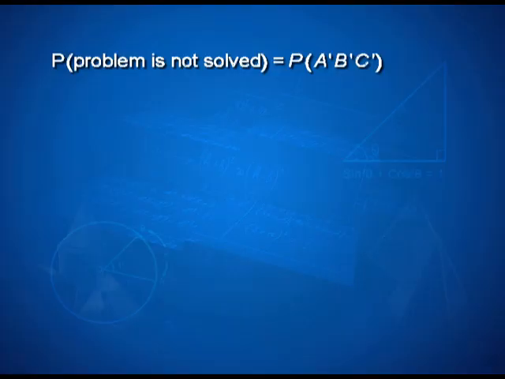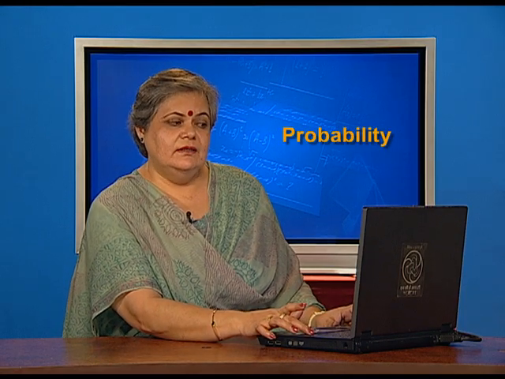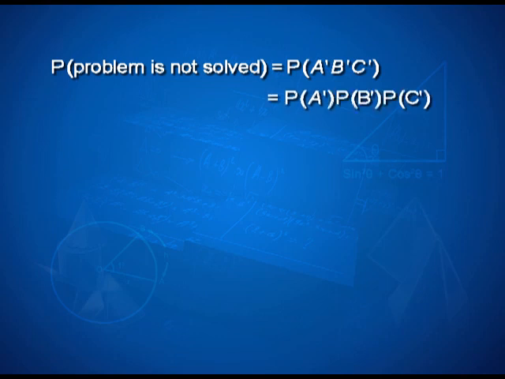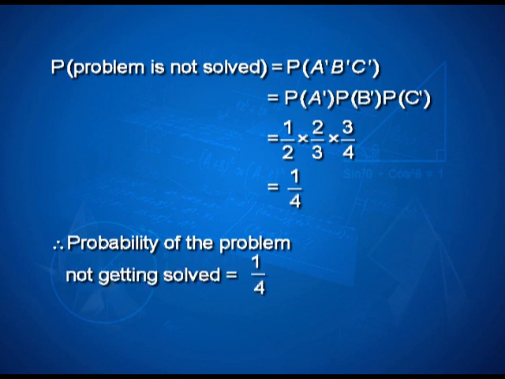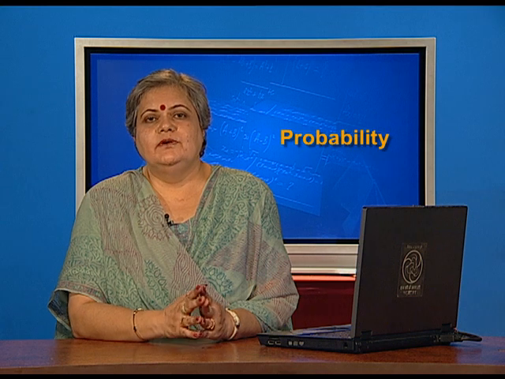The second part says find the probability that the problem is not solved. That means A does not solve, B does not solve and C does not solve, which would be the same, by the result that if A and B are independent, so are their complements, as writing probability of not A into probability of not B into probability of not C. So, putting the value of each individual probability, it simplifies to be 1/4, and therefore, probability of the problem not getting solved is 1/4.